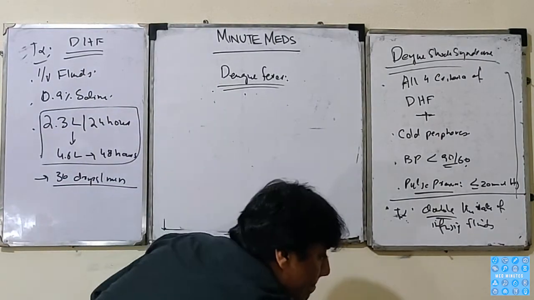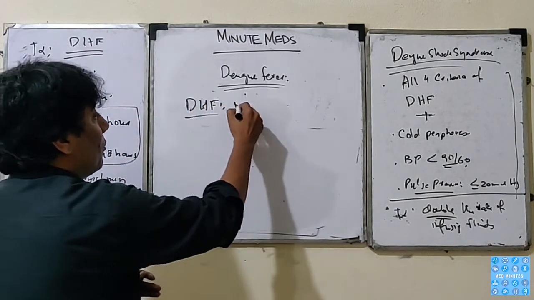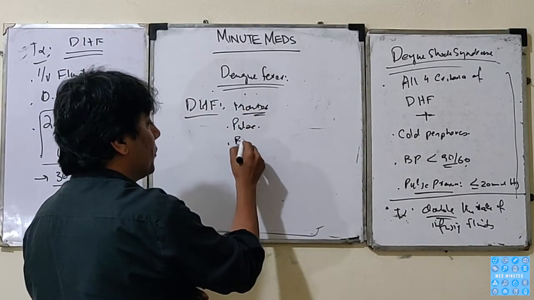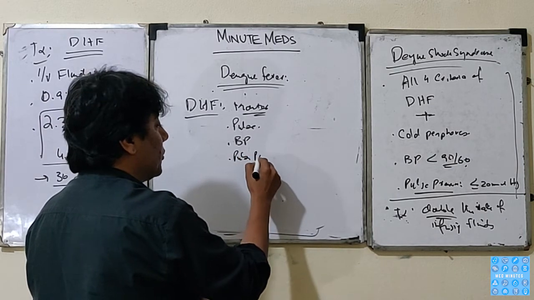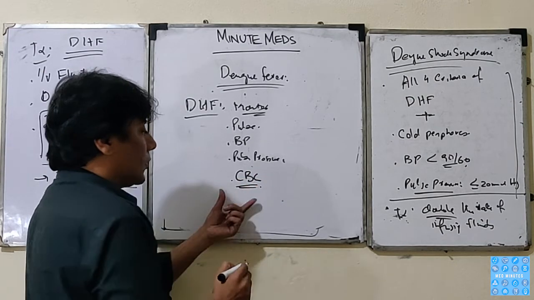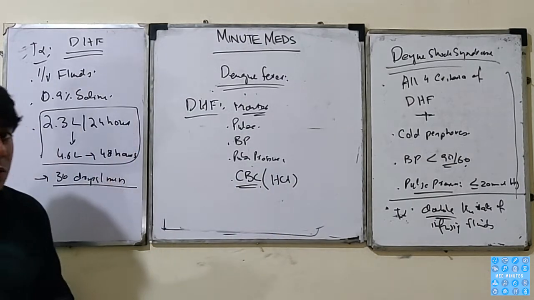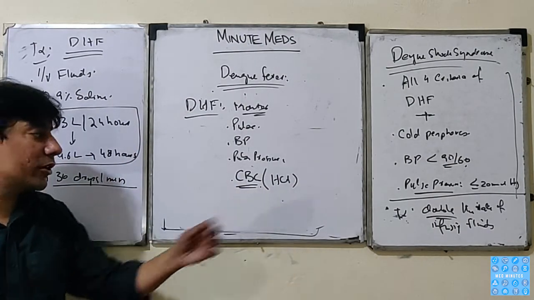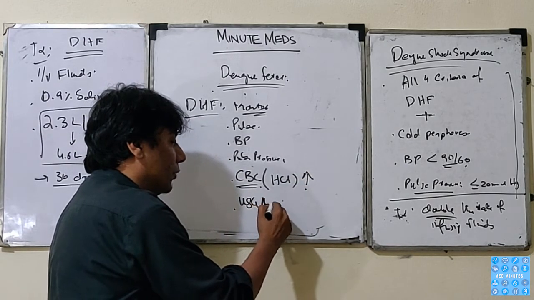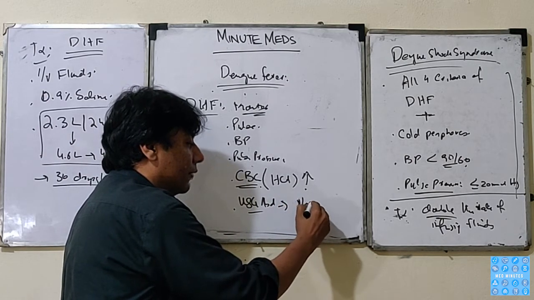For DHF, we monitor pulse, blood pressure, pulse pressure, complete blood count for hematocrit, because when there is plasma leakage, there is hemoconcentration and the hematocrit rises. The rise in the hematocrit is usually noted, and we even do the ultrasound abdomen for pleural effusions, for any plasma leakage, any free fluid.